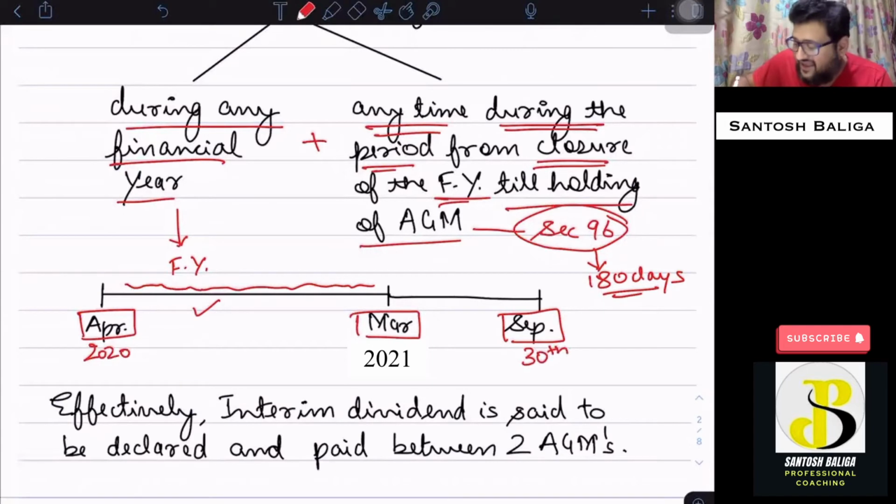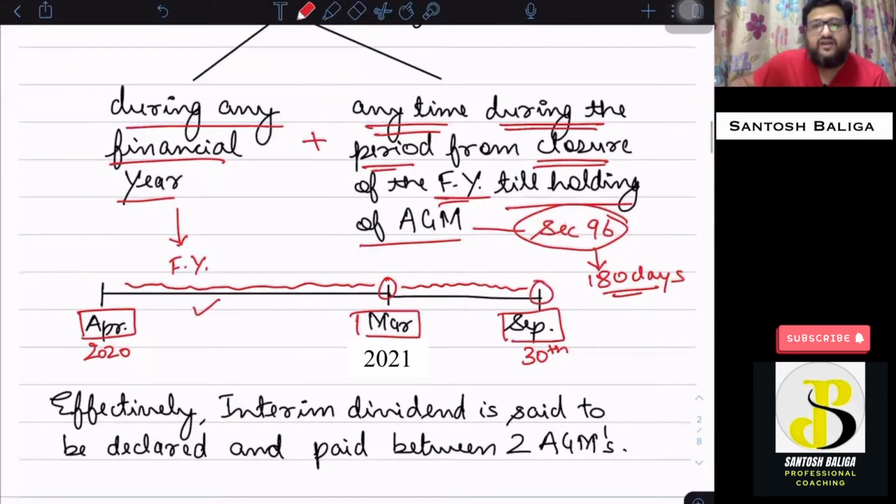Now, the company can issue or declare the interim dividend till the date of holding of AGM also. So it is after the closure of the financial year, but before the date of holding AGM. Okay. So in case the company holds the AGM, say on 30th of August, then the company will have to provide the interim dividend either during the financial year or during this period before 30th of August. This is a very, very important point from case study point of view or even from MCQ purpose.